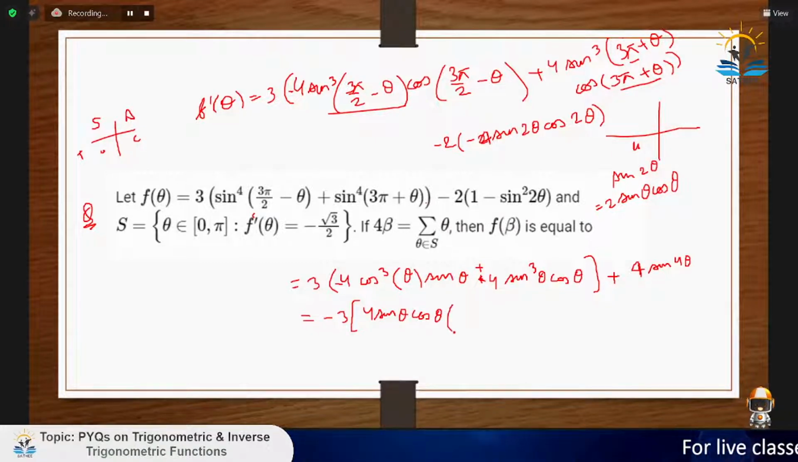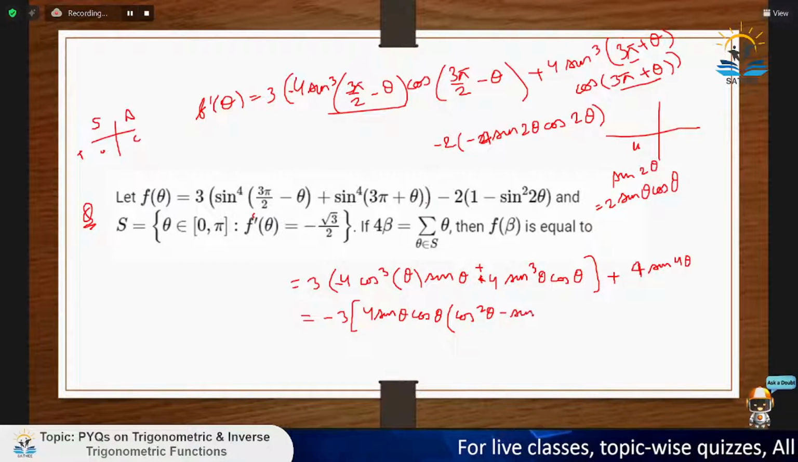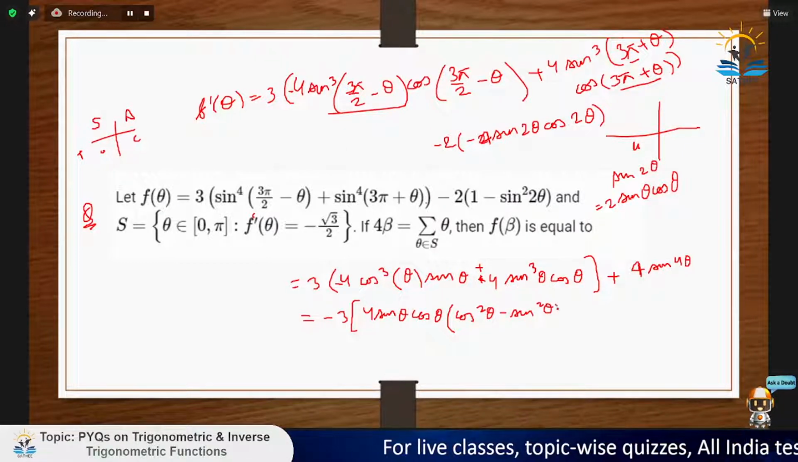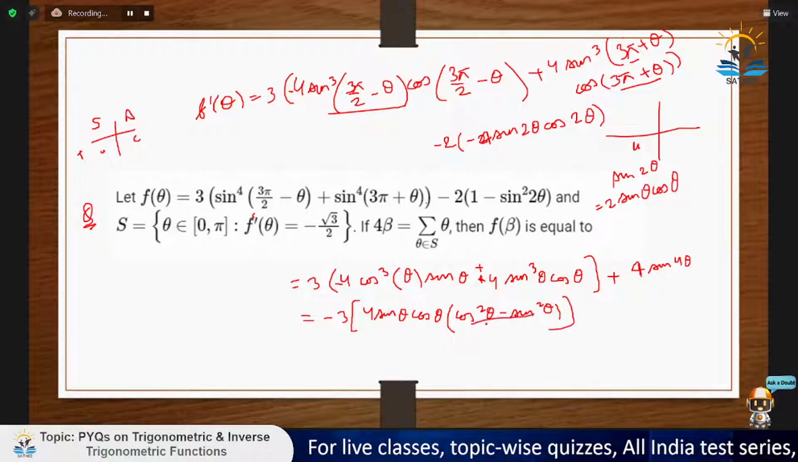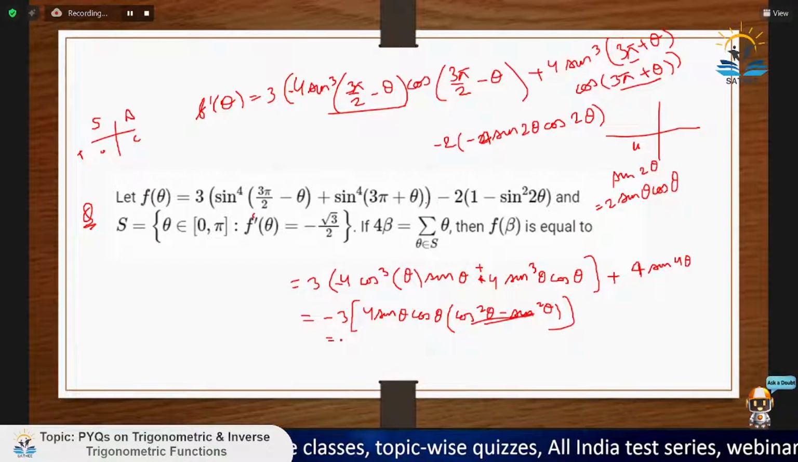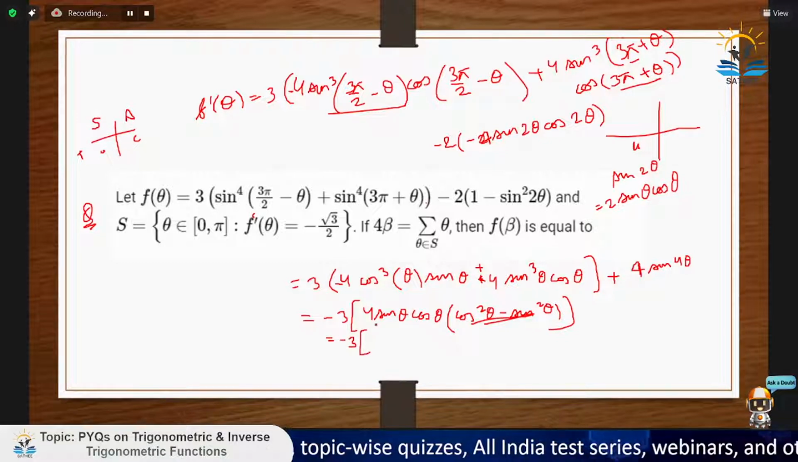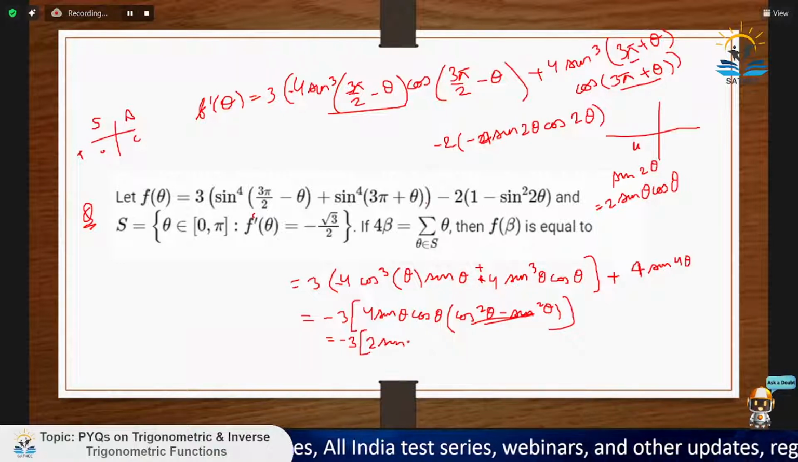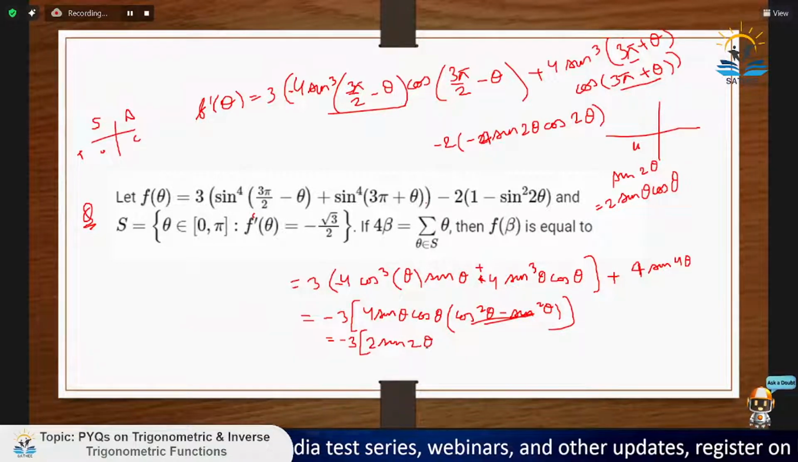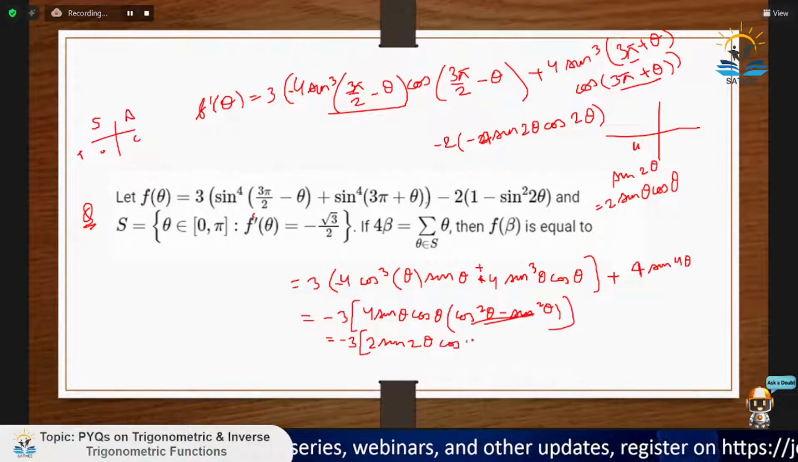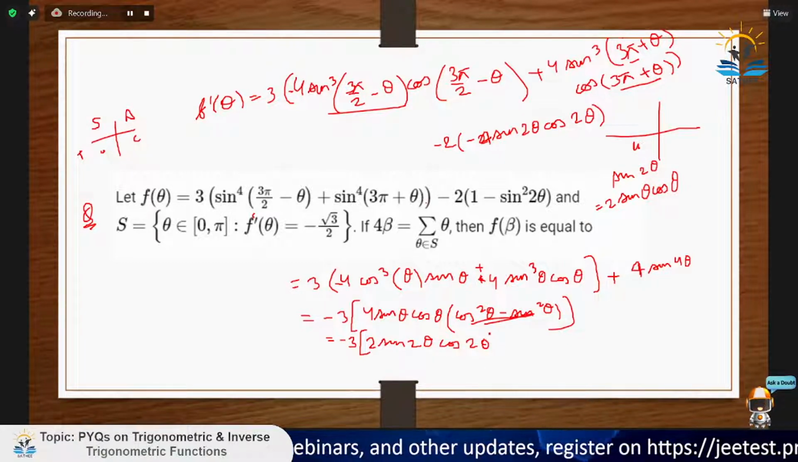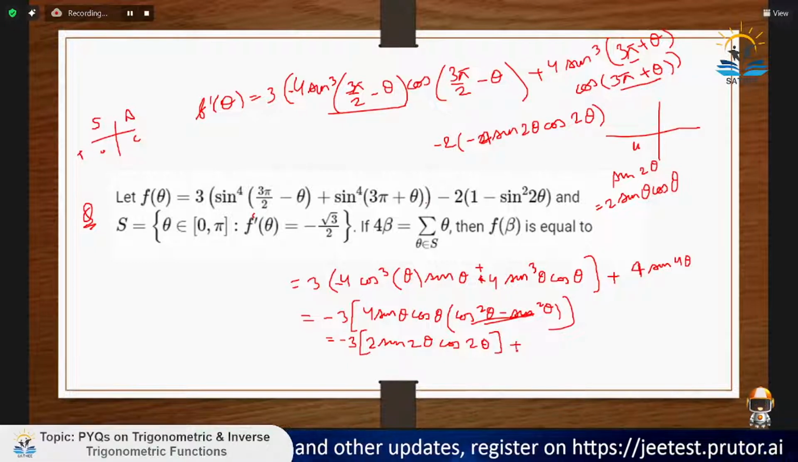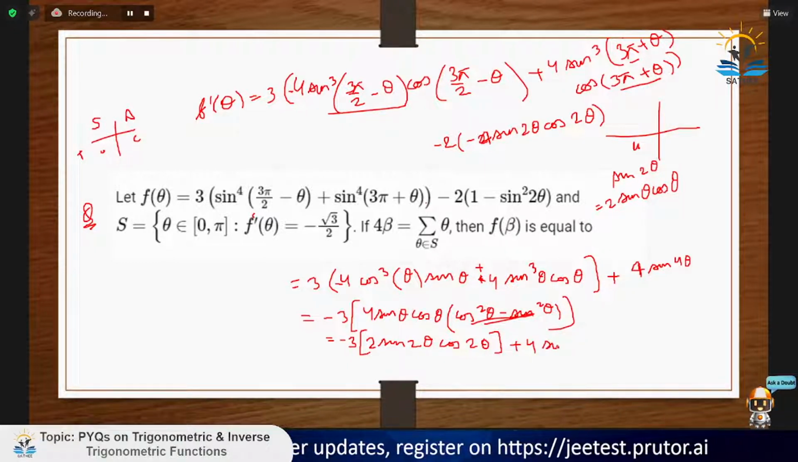You would be getting cos square theta minus sine square theta, and this thing is equal to cos 2 theta. So minus 3 times, again use this formula here, so you will get 2 times sine 2 theta into cos 2 theta plus 4 times sine 4 theta.